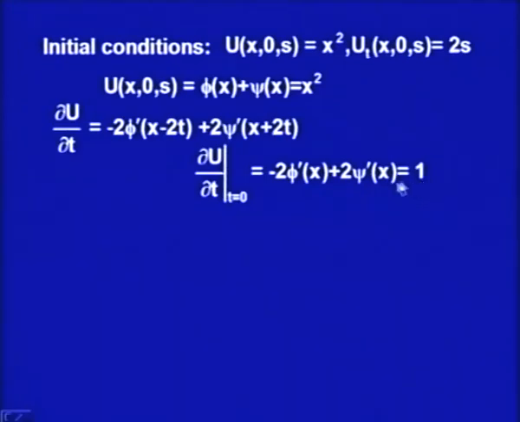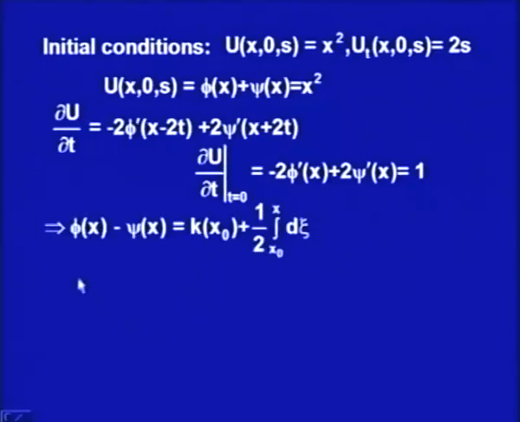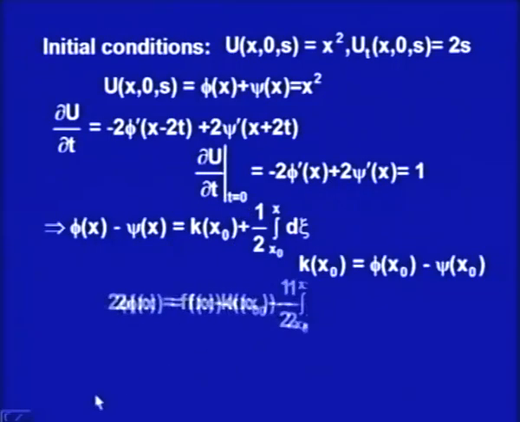Yeah, g(x) was given as 1. So, here it should be 1. When we are keeping it over here, we do get phi(x) minus psi(x) is equal to k(x0) plus half integral from x0 to x of 1 with respect to psi, that is d psi. So, now we have got one equation over here involving phi and psi and another involving phi and psi. From these two, we do get the solution. And k(x0) is of course a constant when we are integrating it with respect to x.